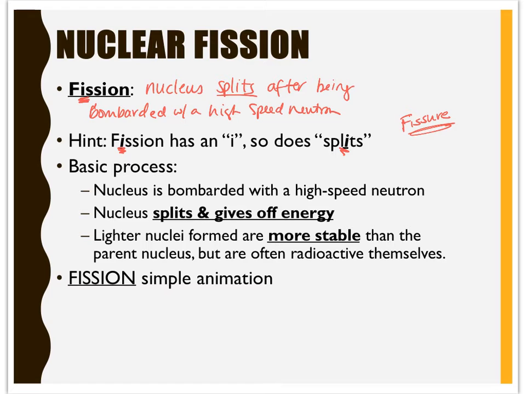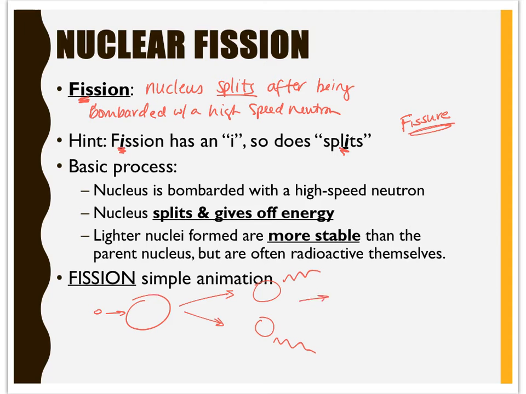So this process was really described in one of the videos that was embedded in the nuclear energy lesson, that Bill Nye clip. So the basic process here is the nucleus is bombarded with a high-speed neutron, and the nucleus splits. So we have this nucleus, we hit it with a neutron. The nucleus splits into chunks and gives off energy.